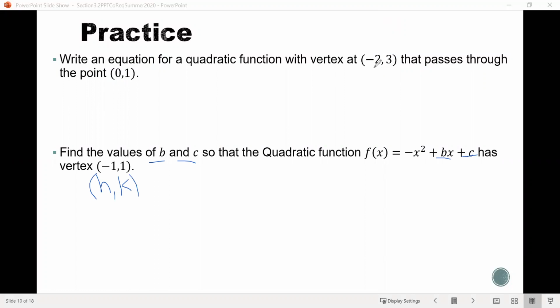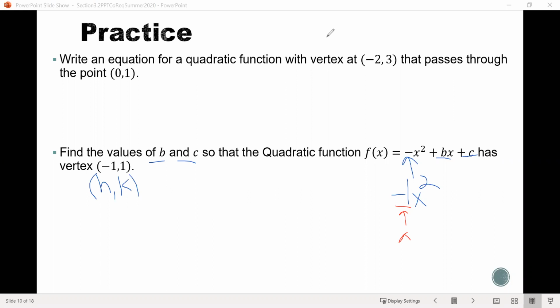And notice they have given us one value in the equation. So we see that it's a -x squared, which you may recall is the same as -1x squared, which tells us that the value -1 here is the value for a. Okay?